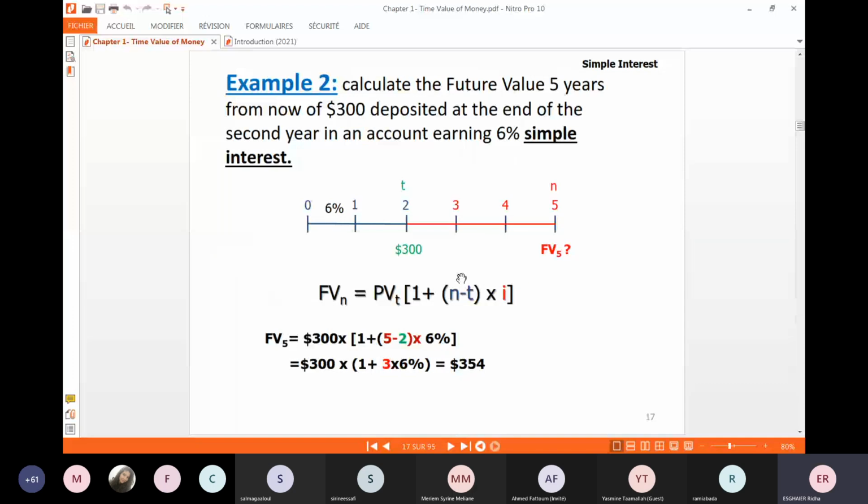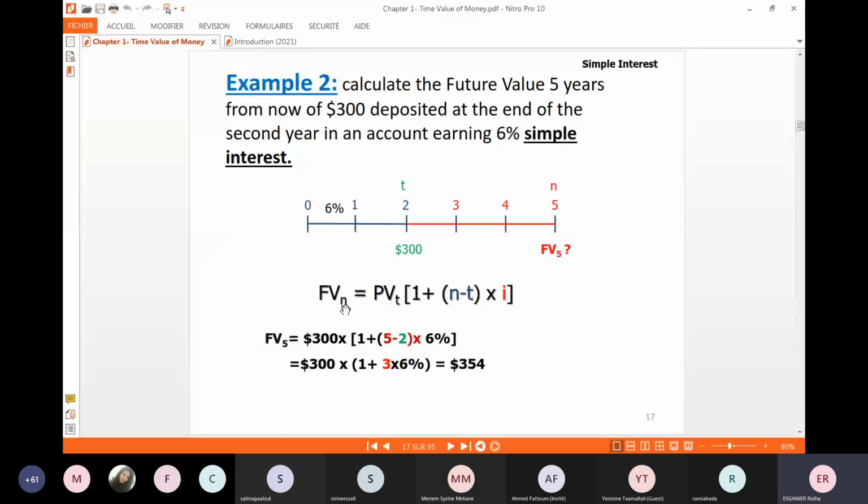For example, if here we are asked to calculate the future value 5 years from now, 5 years from now is the date 5, and today is the date 0, of $300 deposited at the end of the second year. This is today, this is the end of year 1, this is the end of year 2. At the end of the second year, we will deposit 300. These 300 will generate 6% simple interest. What would be the obtained amount 5 years from now?